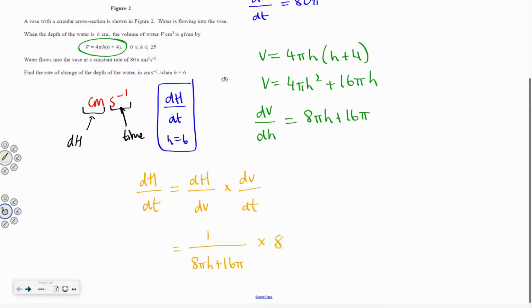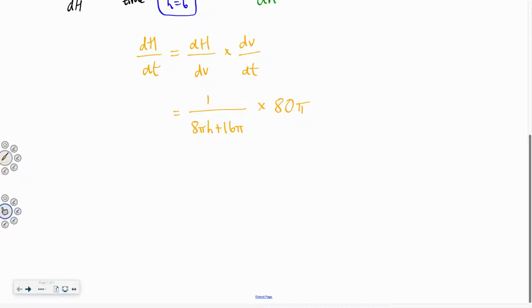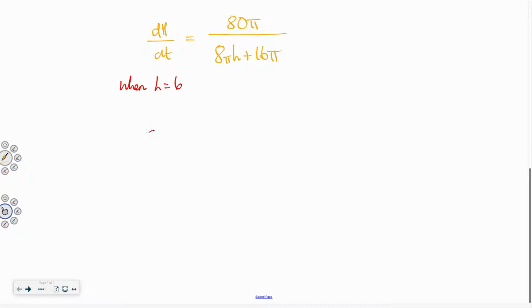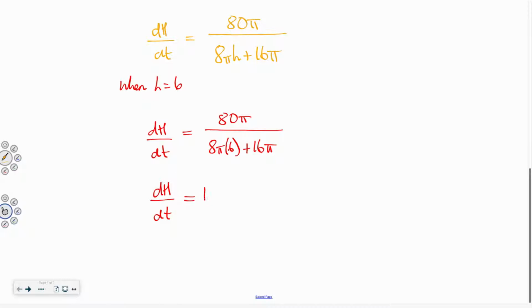So we can multiply by 80 pi. Now if we simplify that, dh on dt is equal to 80 pi divided by (8 pi h plus 16 pi). And now we can just say when h equals 6, dh on dt will equal 80 pi divided by (8 pi times 6 plus 16 pi). And when you put that in your calculator, dh on dt is equal to 1.25, and that's centimetres per second. And that's your final answer.